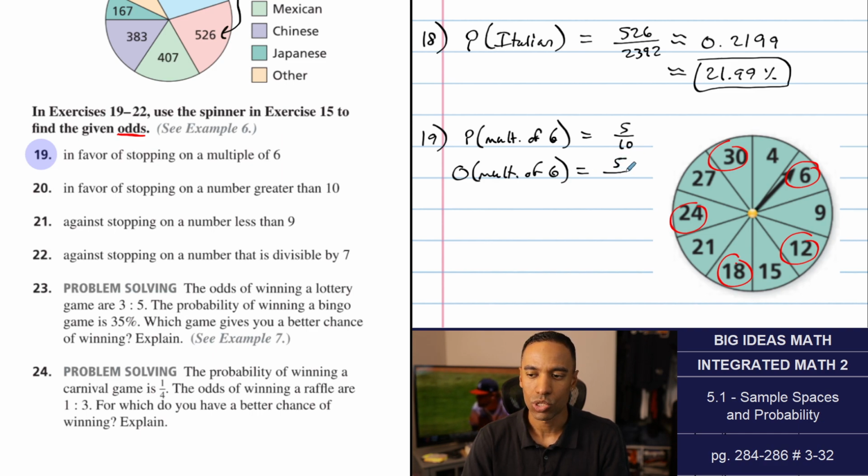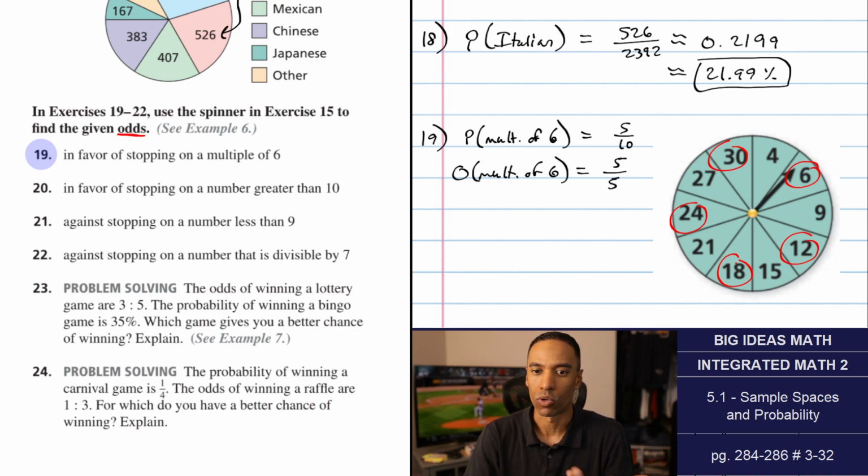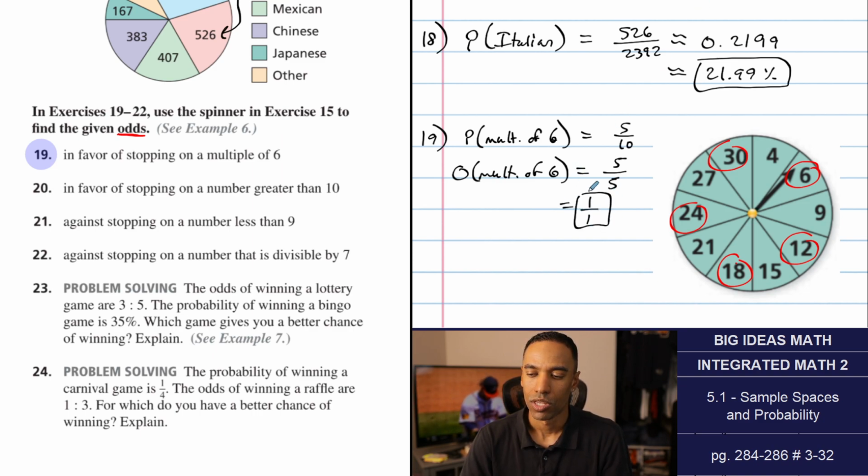However, for the odds on a multiple of 6, you have 5 outcomes for which you can land on 6 and 5 outcomes for which you would not land on 6. So that's 5 to 5 odds, which really means 1 to 1. You are equally likely to land on a 6 as you are to not land on a 6.